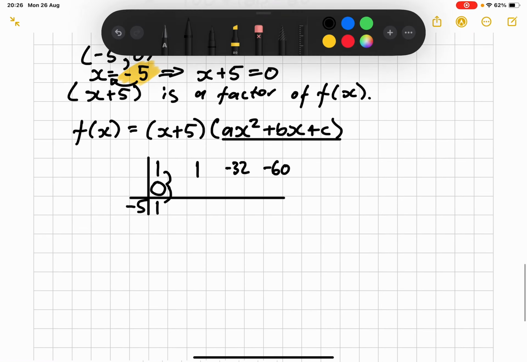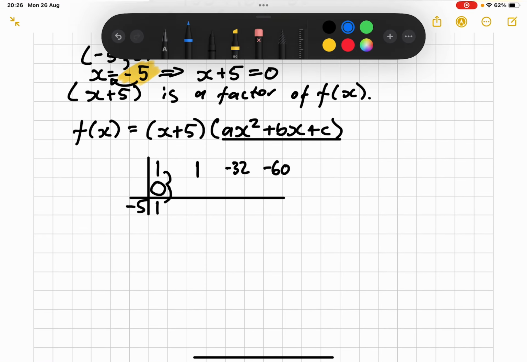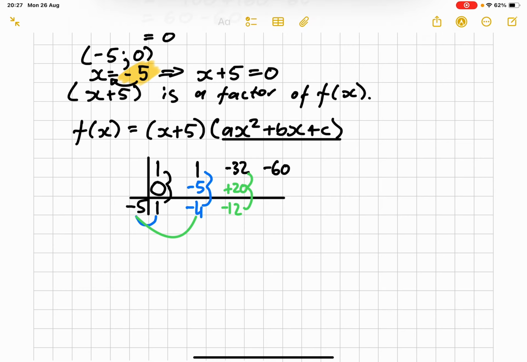Okay, then what you're going to do is multiply 1 with -5, and you're going to get -5, obviously. Then you're going to add these two together. So 1 plus -5 is going to give you -4, okay? Then you're going to multiply the -4 and the -5 together, and you're going to get plus 20. Okay, so plus 20, minus 32, well, negative 32 plus 20, because you add down, that's going to give you minus 12, okay?